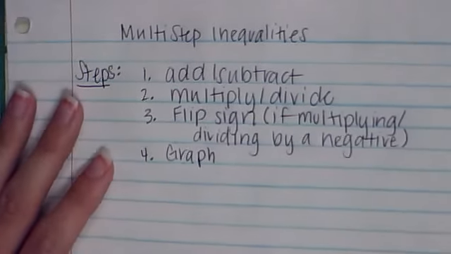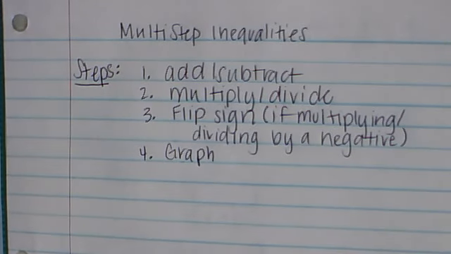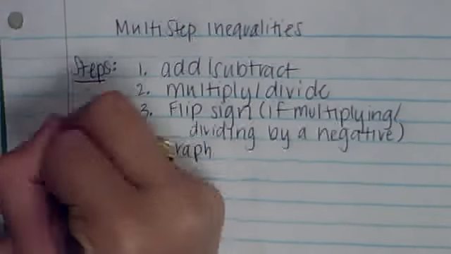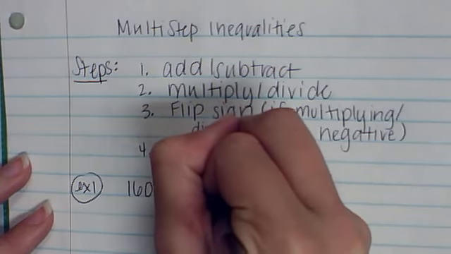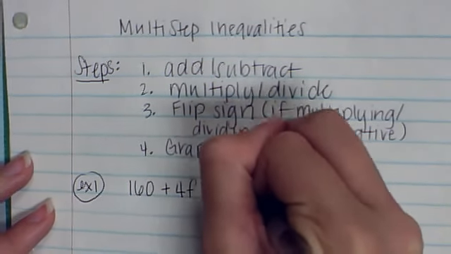Okay. If you'd like, you could think of those kind of as an order of operations, similar to PEMDAS that you learned back in middle school. This is the order of operations for solving multi-step inequalities. Let's look at a few examples. Number 1, 160 plus 4f is less than or equal to 500.